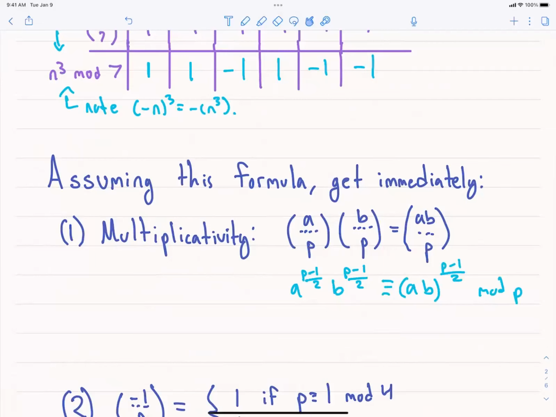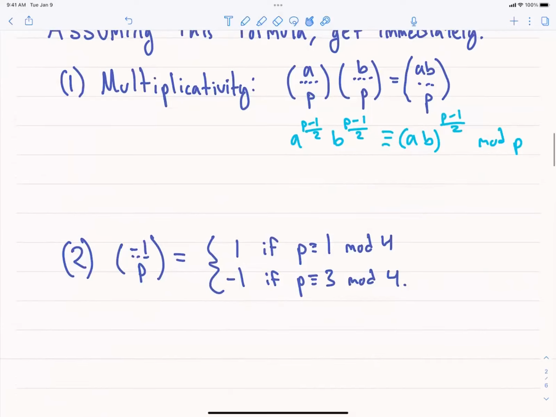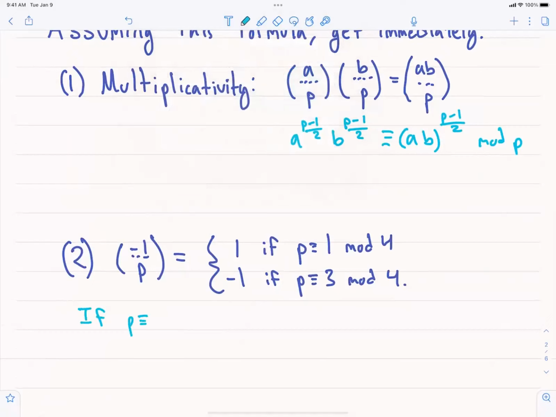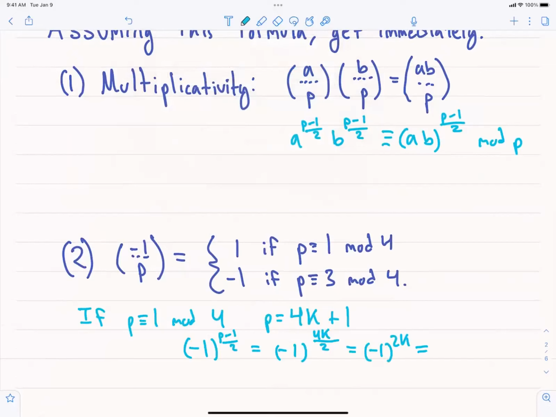Okay, so that's simple. We also get that the Legendre symbol -1 over p is 1 if p is congruent to 1 mod 4, and -1 if p is congruent to 3 mod 4. So why? Well, if p is congruent to 1 mod 4, that means p is equal to 4 times some number k plus 1. So then -1 to the p minus 1 over 2 is equal to -1 to the 4k plus 1 minus 1, so it's 4k over 2, which is -1 to the 2k, which is -1 to an even power, so that's 1.